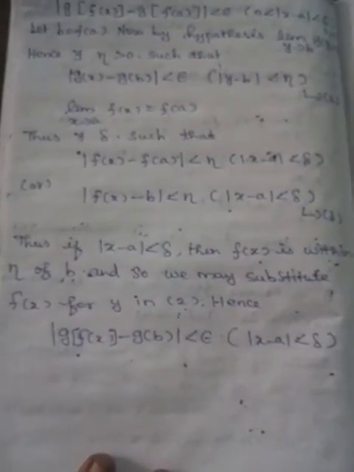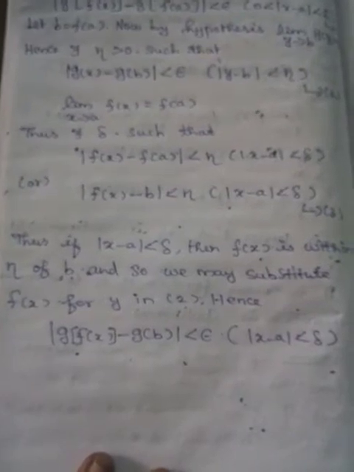Thus if modulus of x minus a is less than delta, then f of x is within eta of b, and so we may substitute f of x for y in equation number 2. Hence modulus of g of f of x minus g of b is less than epsilon whenever modulus of x minus a is less than delta.